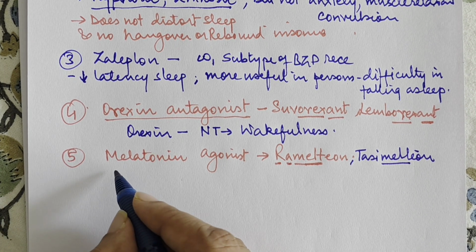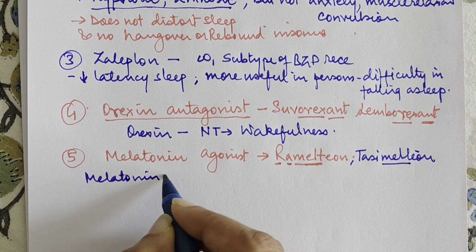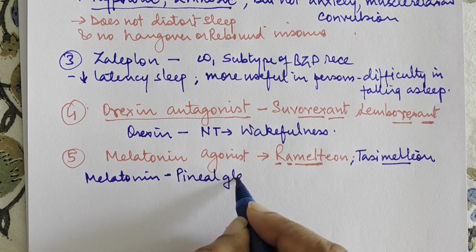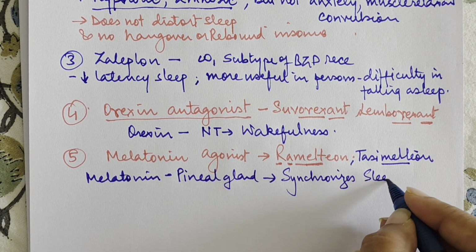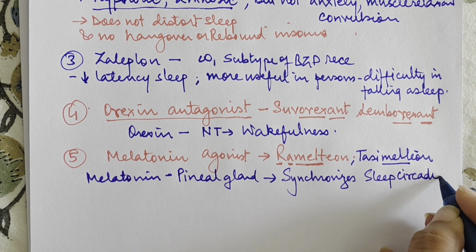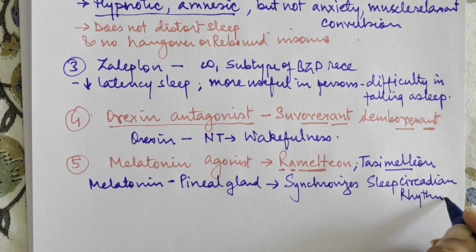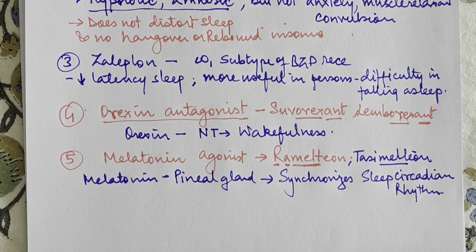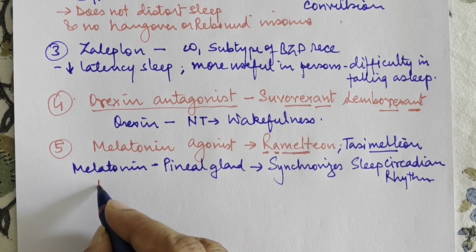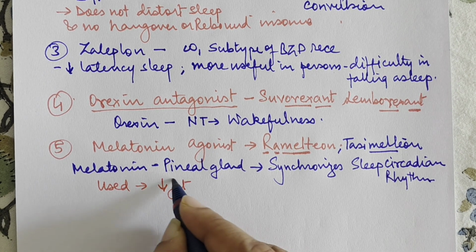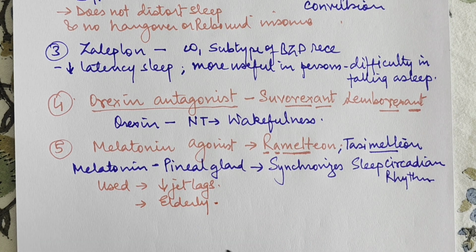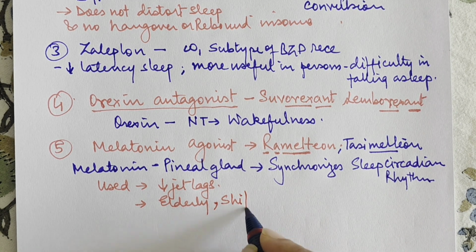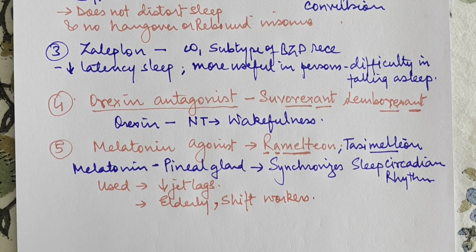Now you know that melatonin is a hormone secreted from the pineal gland, and it synchronizes the circadian rhythm, the day night cycle that we have, it is because of the melatonin. So this drug is used to reduce the effect of jet lag. Then in adults, in elderly, it can be used. Then it can be used in shift workers, those whose day and night shifts alternate.